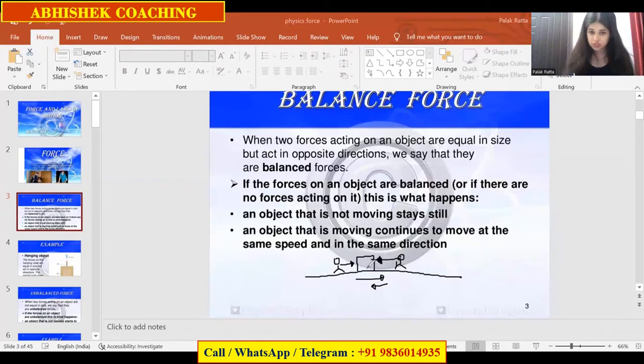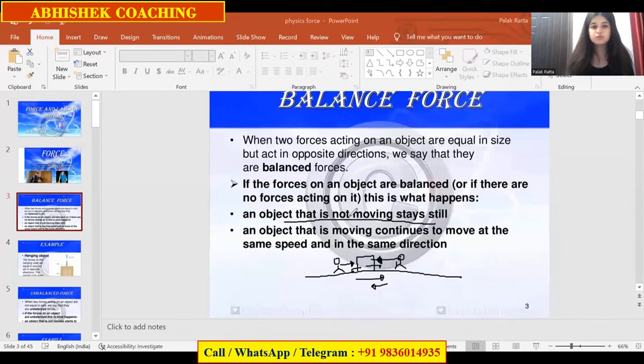So this object can't move right or left. It is still in the same position because both persons are applying force in opposite directions, which cancels the forces of both. So the object will not move. It stays still. Clear with this? When balanced forces are applied, the object is not moving.